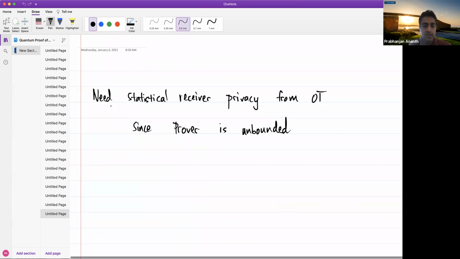So we need statistical receiver privacy, which says that an unbounded sender should not be able to distinguish whether the receiver used 0 or 1. The reason we need statistical privacy here is because the prover is going to be unbounded, because we are trying to prove proof of knowledge and not argument of knowledge.